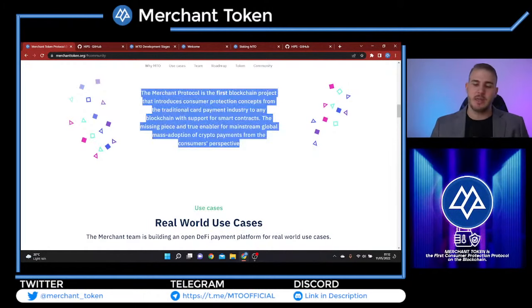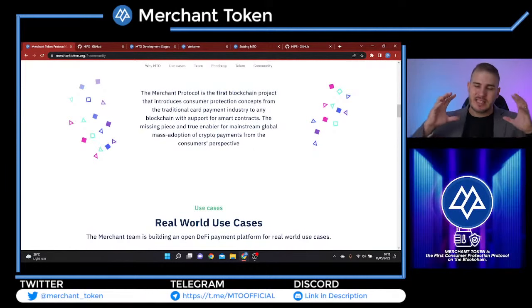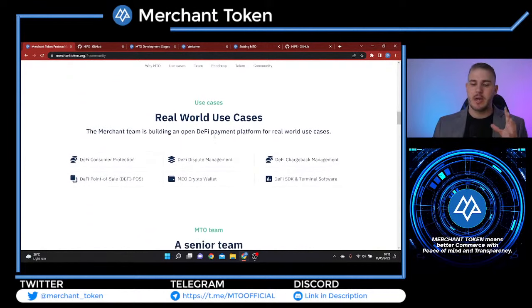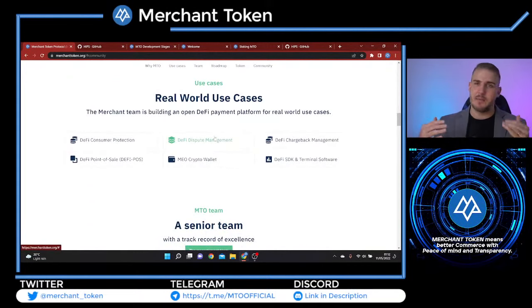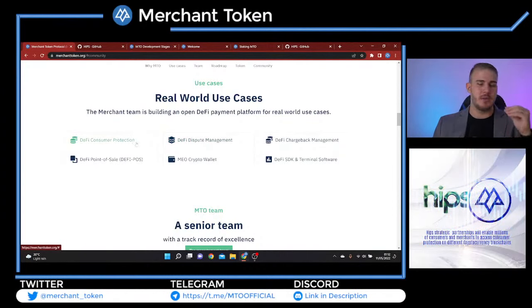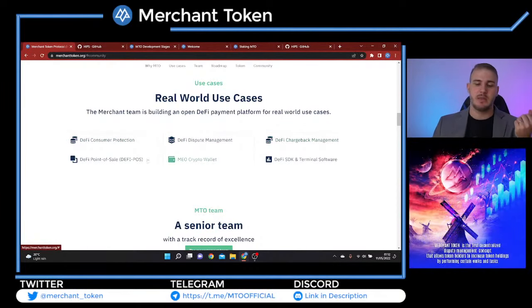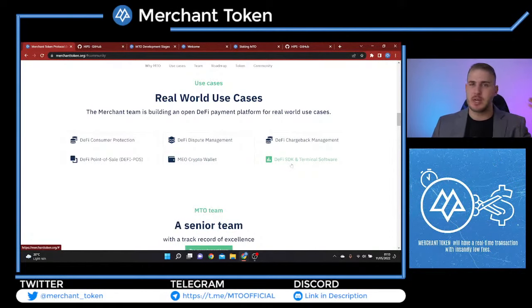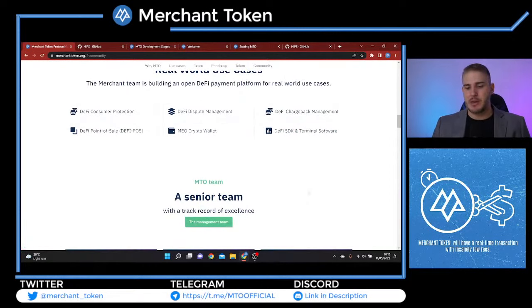And I really wanted to read this out because this kind of summarizes what MTO is about and how it's going to work. So the use cases, as I said before, I basically explained them. You can go into more detail. I'm not going into details here, but you can see DeFi consumer protection, DeFi dispute management, DeFi chargeback management, DeFi point of sale, which is what we discussed before, the crypto wallet for Merchant Token, and DeFi SDKs, which are basically smart contracts in our blockchain as well.